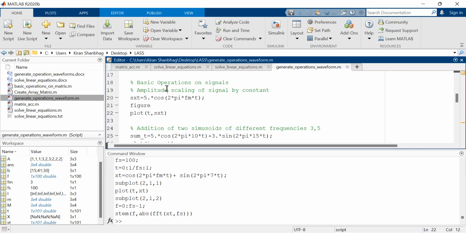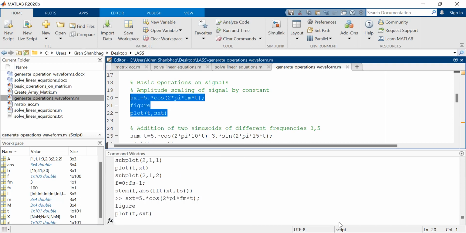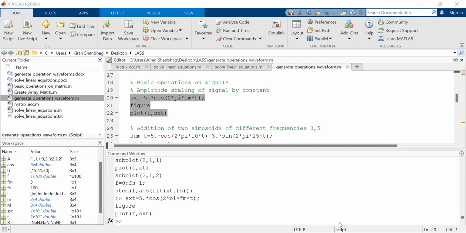Now see here, let me do the amplitude scaling. For this cos wave, I am multiplying it by a 5. You can see a 5 star multiply. So how does that wave look? You had seen the cos wave earlier. It's the same way, but you can see the amplitude. Instead of 1 being the maximum, it has gone to 5. Frequency is still the same. So that is okay.